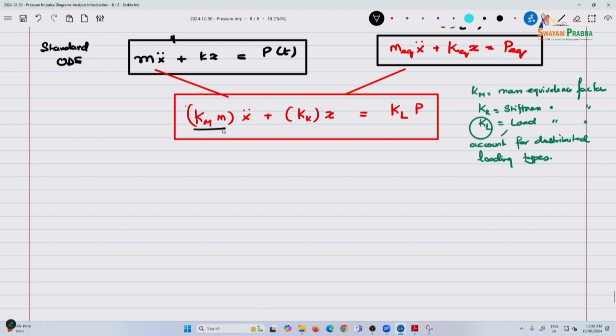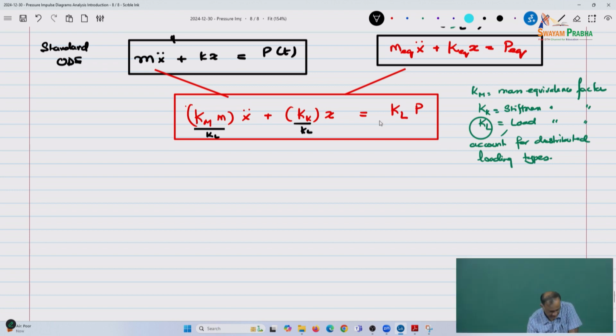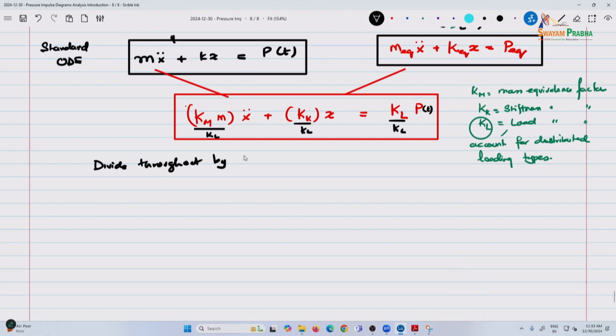So now we make a little change here, divide all of it by KL, and here KL. Here P is a function of time. The reason we do that is to use the actual loading history. That is the main purpose.